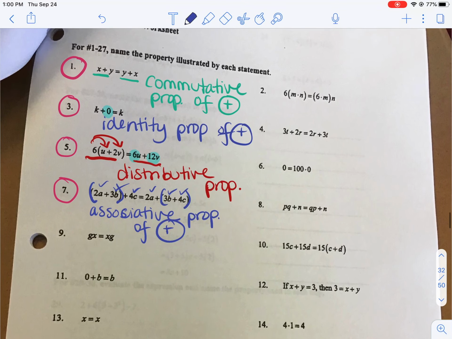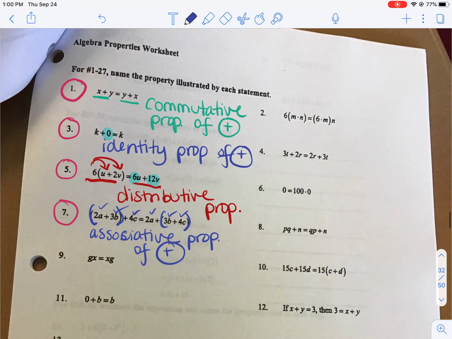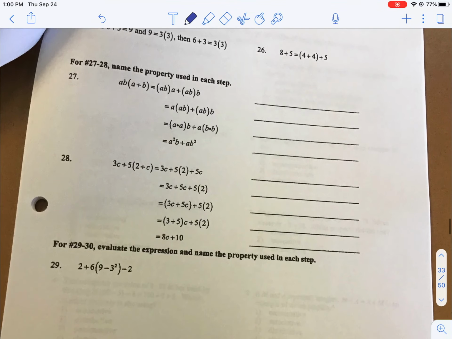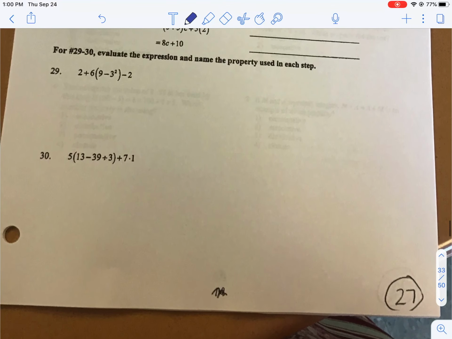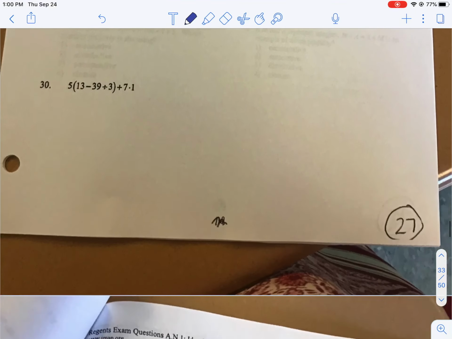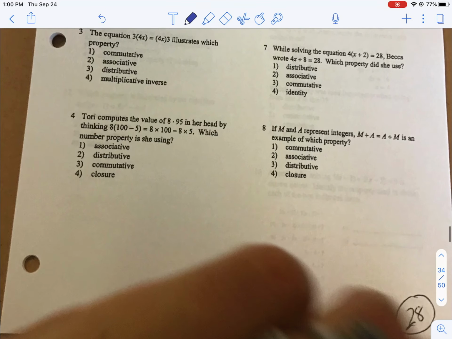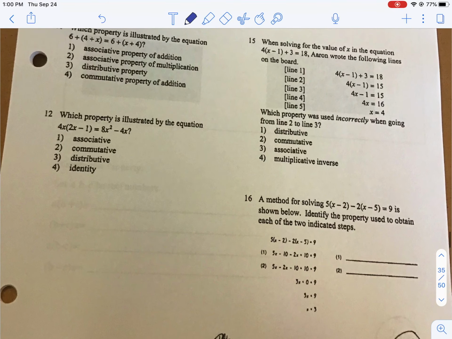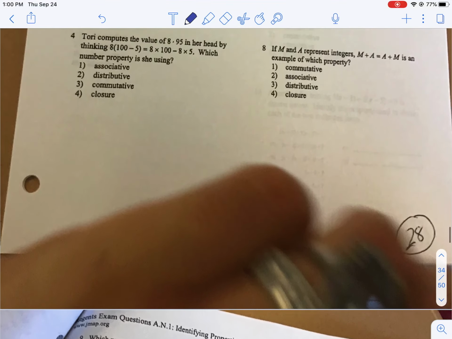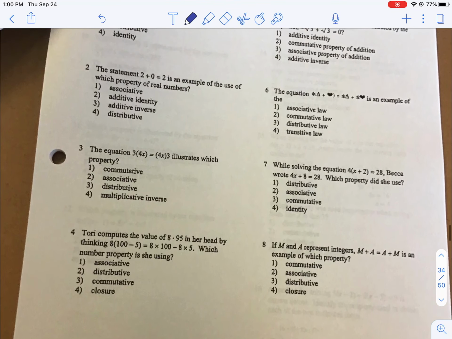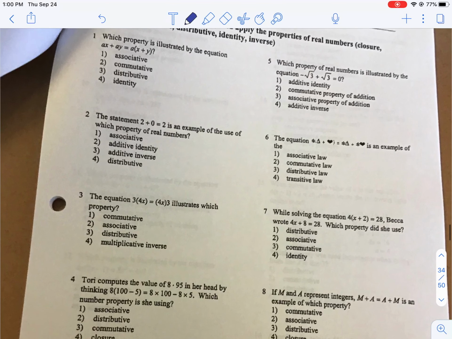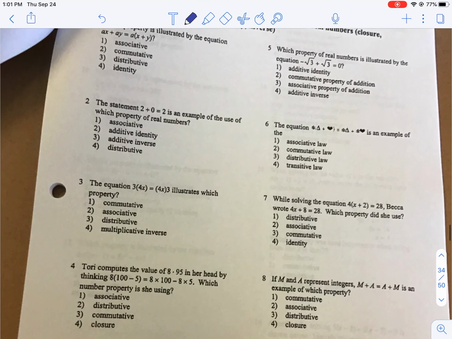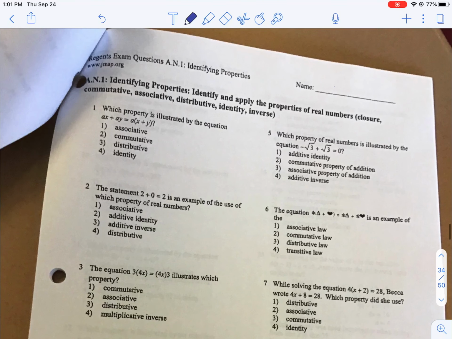Okay, so we're gonna have you guys do page, oh, I like page 27. Let's see. For homework tonight, we have page 28 and page 29. I think what we're gonna have you guys do for homework tonight is page 28. Yep, page 28. You're going to do all these questions.